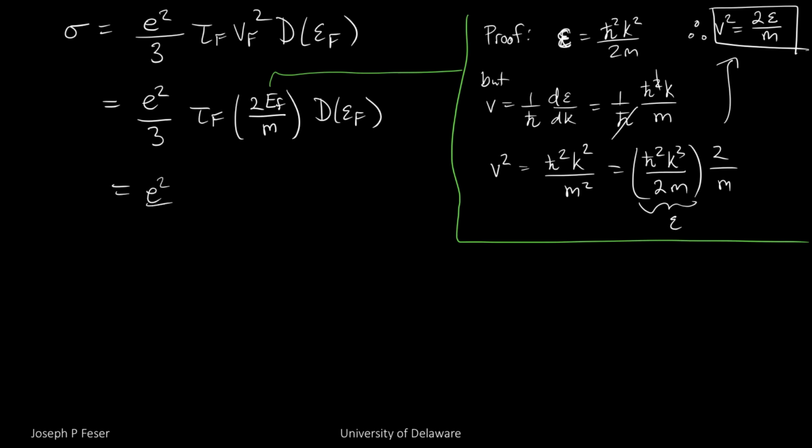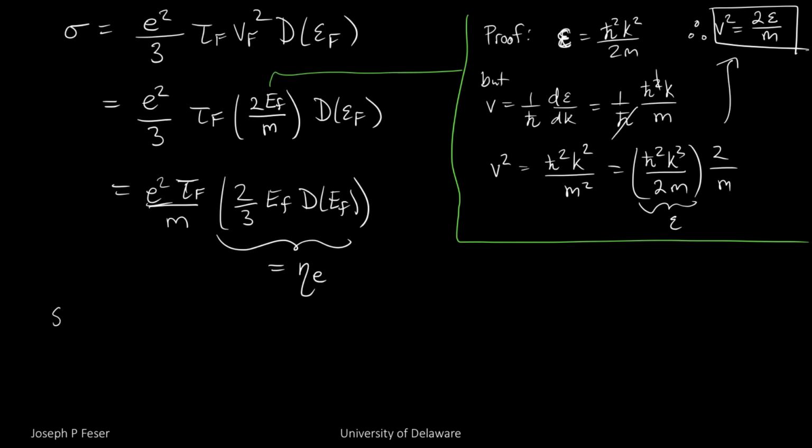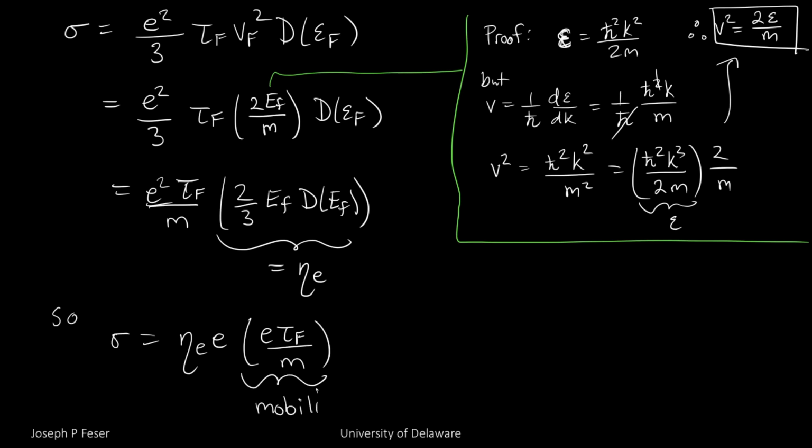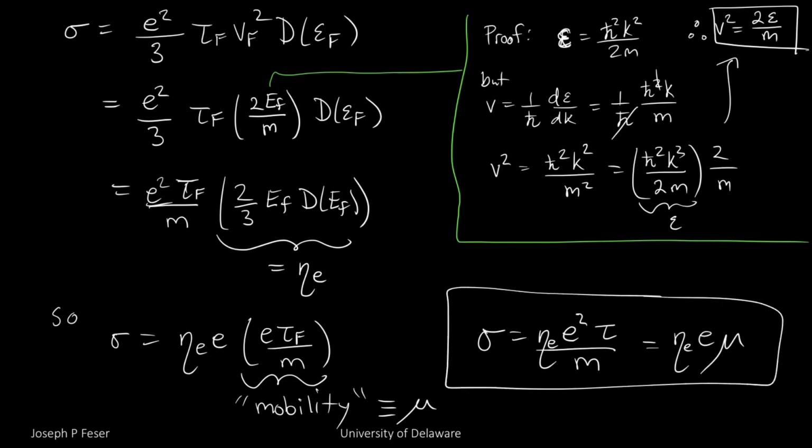I can do a little bit more regrouping, because when we were doing our heat capacity calculation, we showed that 2/3 times the Fermi energy times the density of states is equal to the number density of electrons, which is well known for any particular metal. And I can take that and regroup it in the way most people normally do, where I identify something called the mobility, which is the fundamental charge times the scattering time divided by the mass of the electron. So that's called the mobility.